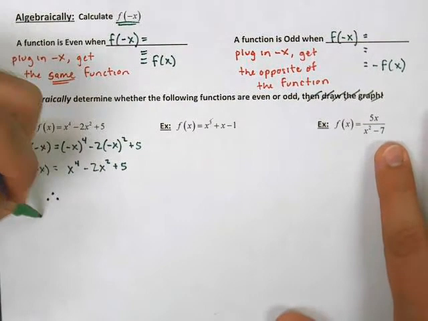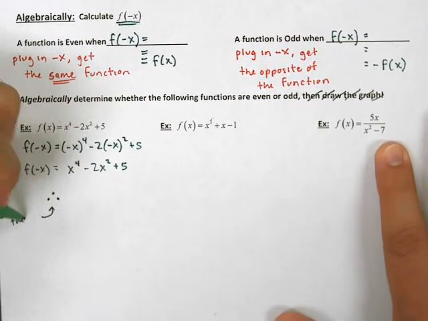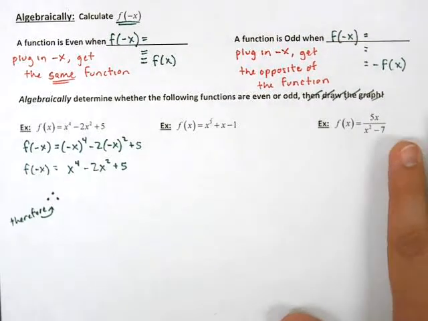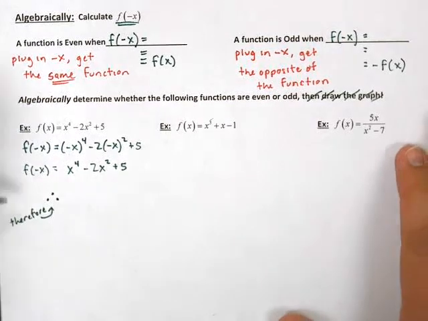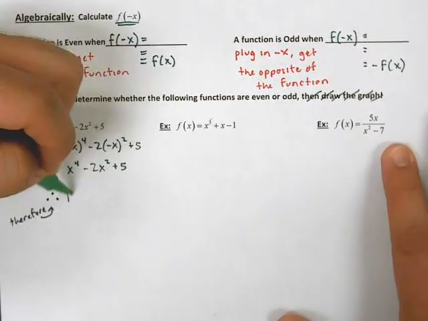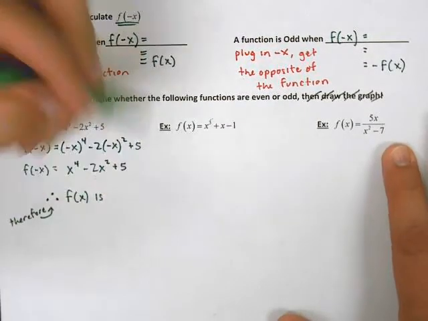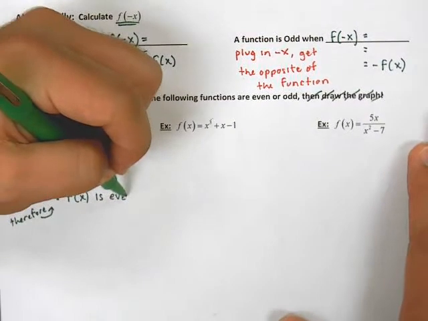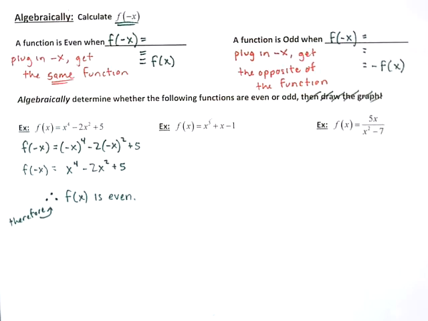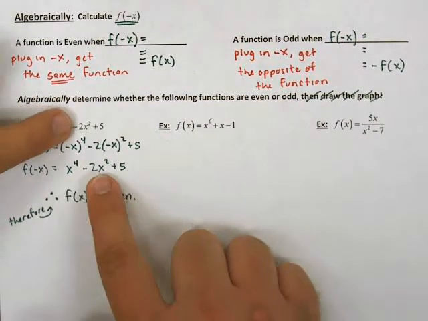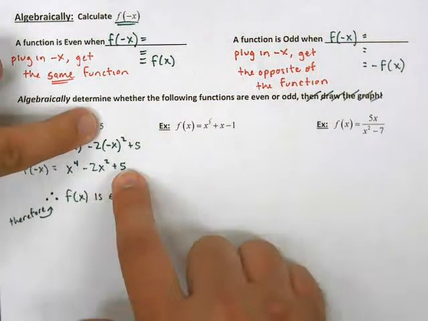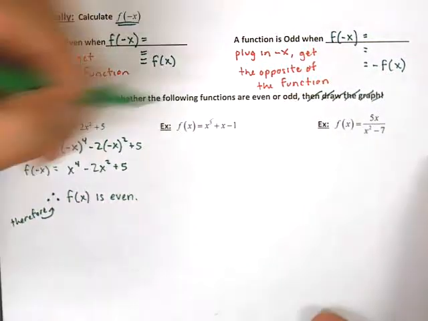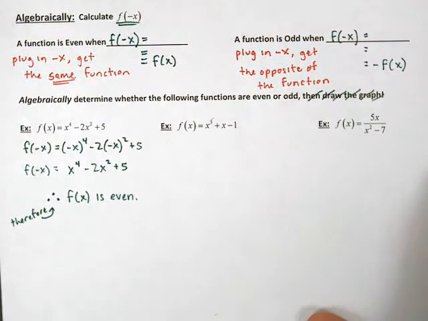Therefore, that's the symbol for therefore. I might be using that. You might know it from geometry. Therefore, our function f of x is even. Okay? Therefore, f of x is even. Again, what did I do? I just went through each piece and I noticed same. Let's try another. Again, the test doesn't change.